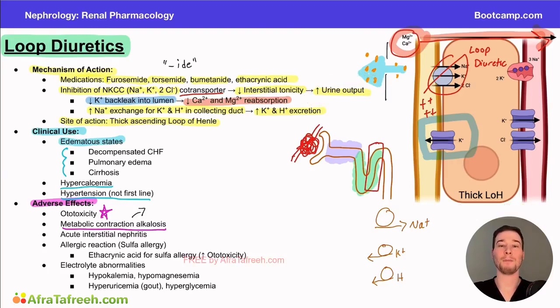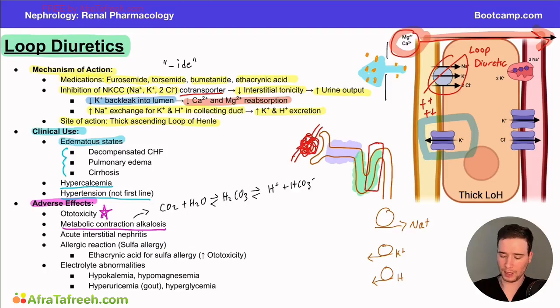The second thing is that this is a metabolic alkalosis. And why is that? Well, if you remember our equation, which tells us that carbon dioxide and water can form carbonic acid, which can then dissociate into protons and bicarbonate. Now, with patients on loop diuretics, what's happening to their hydrogen protons? Well, we mentioned that one of the things that can happen is that we increase the excretion of hydrogen protons. That is to say, they go down. And so when hydrogen protons go down, the relative amount of bicarbonate actually increases.